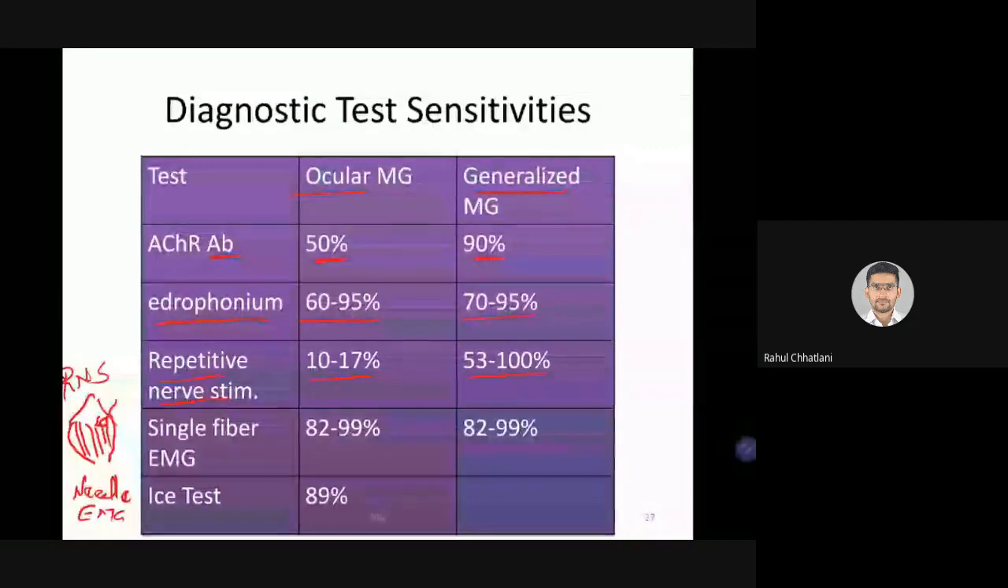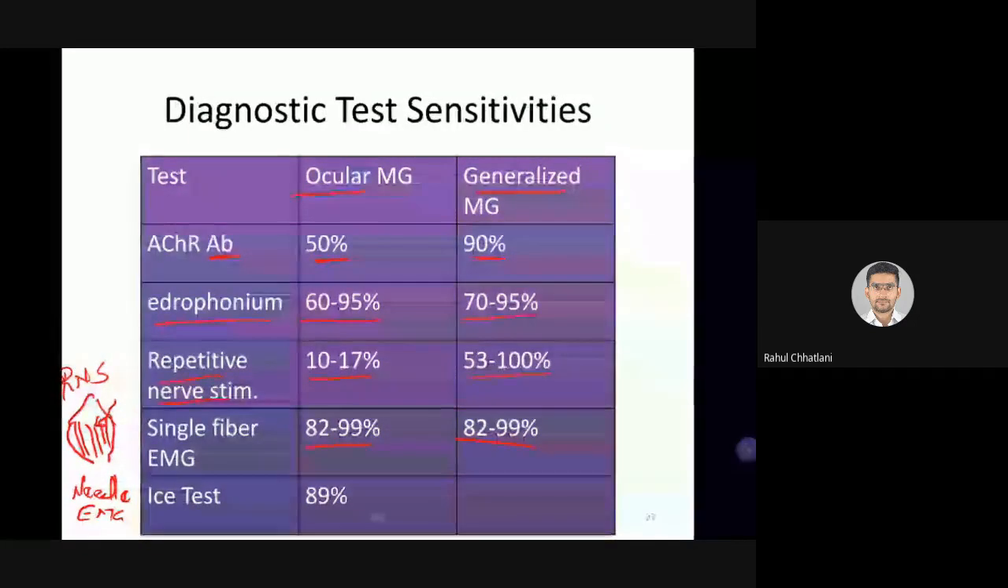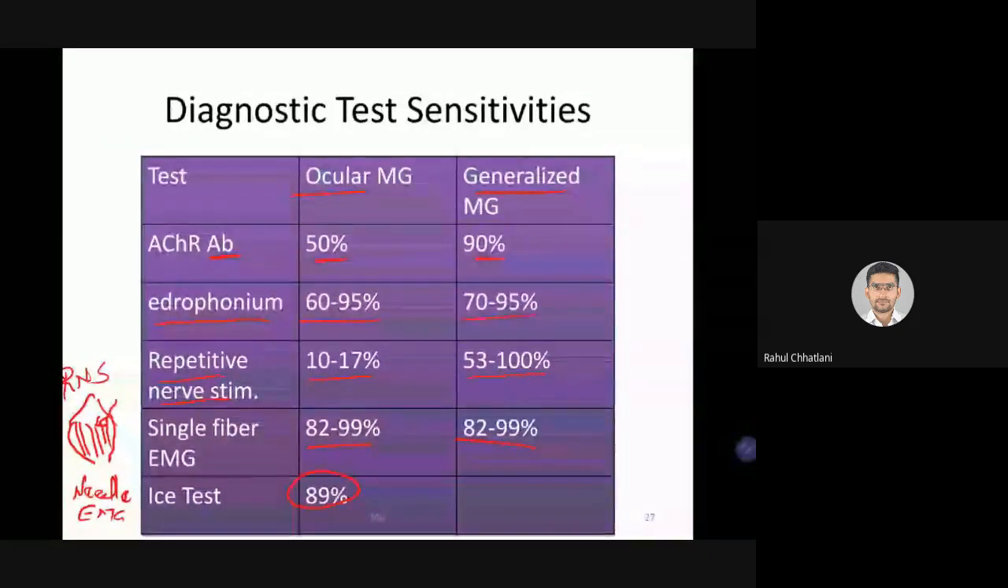And you try to stimulate that muscle. Yes, so there are chances for ocular muscle, it will be specific to 80 to 92%, and similarly for generalized myasthenia gravis. And the ice test is specifically used only and only for ocular myasthenia gravis. In generalized, you will not see that much response, so it is not that sensitive.